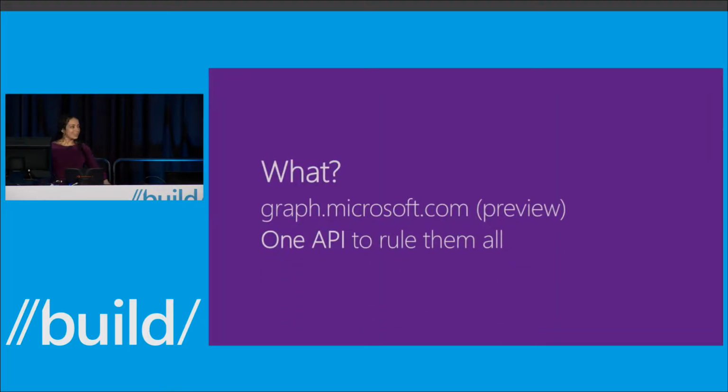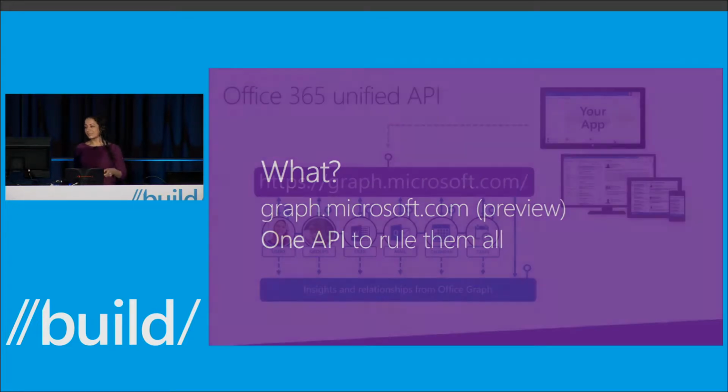So introducing this time at Build, we have the unified API hosted on graph.microsoft.com, which is basically one API to rule them all. It is the endpoint where you can go and access all this rich data.